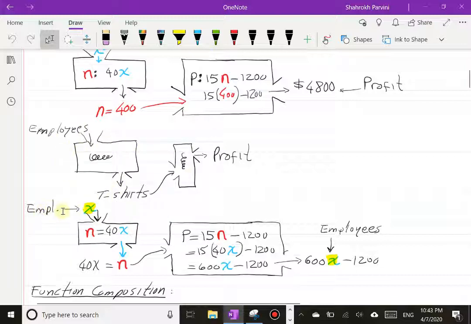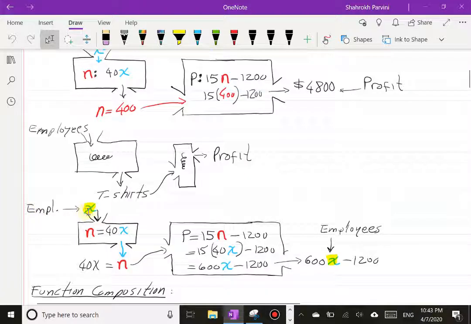So again, number of employees, x goes in, multiplies by 40, output is number of teachers, 40x. n goes in, 40x plugs in for n, 15 times that becomes 600x minus 1200. This time out comes 600x minus 1200. Now something subtle just happened here, and that's what I have highlighted.